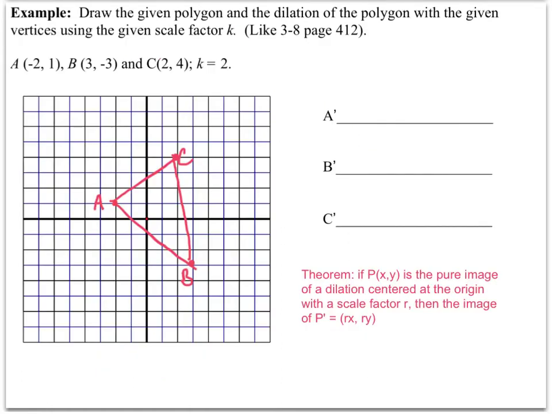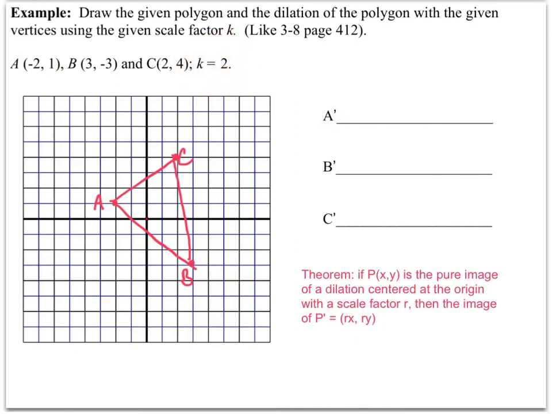I've started by drawing out the coordinates and the triangle that they asked us to draw in this example. There's a theorem printed in your notes, and what the theorem says is if you have a coordinate that is translated using a dilation centered around the origin, then the image of the original coordinate is just going to be the scale factor, r in this case, times the x and the y value. So you're going to take -2 and 1, the x and y values of A, and just multiply that by your scale factor. And in this case, the scale factor is k, which equals 2.